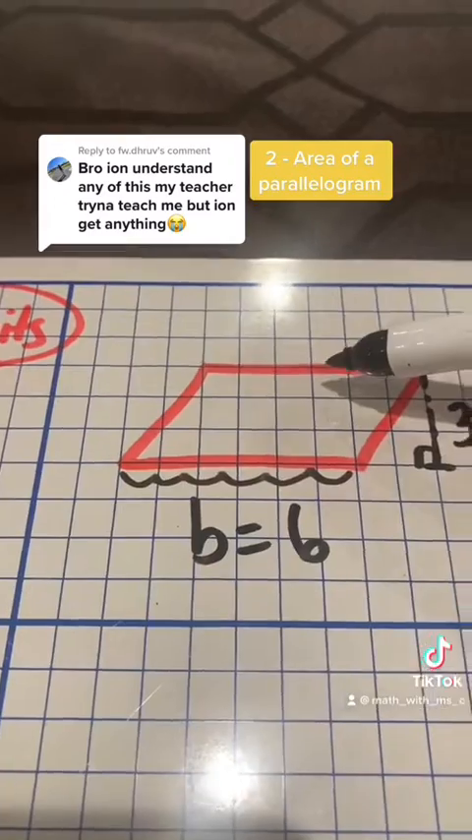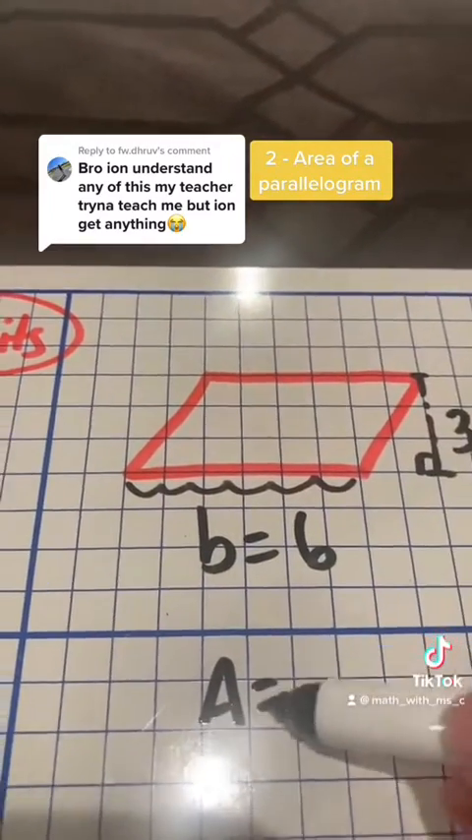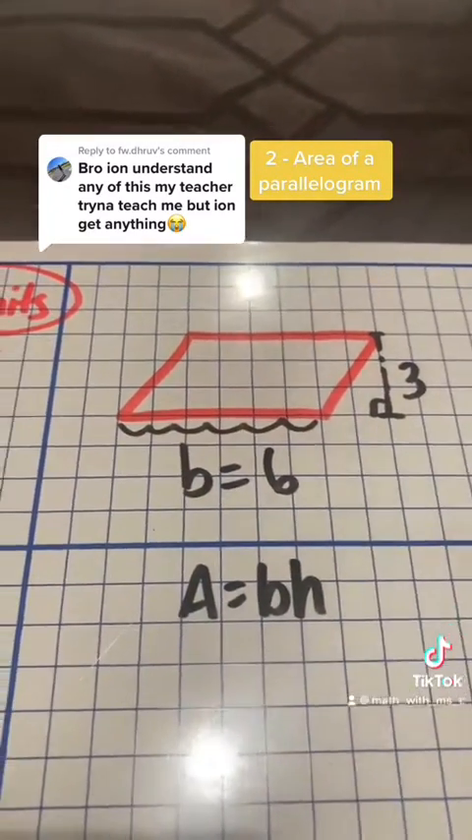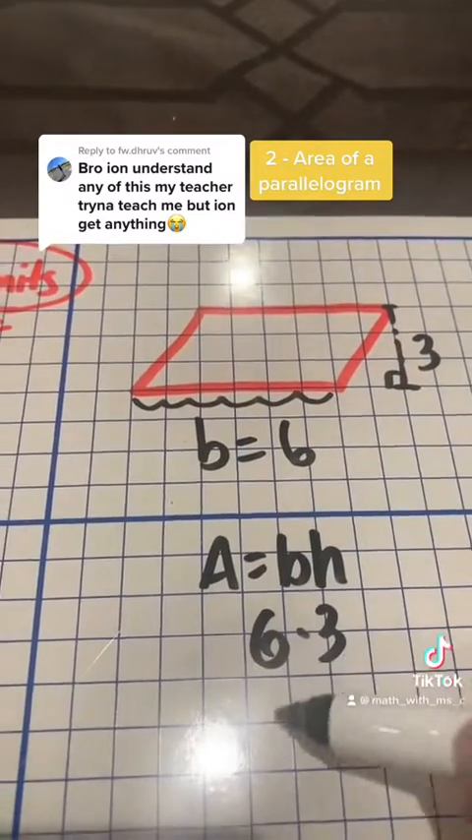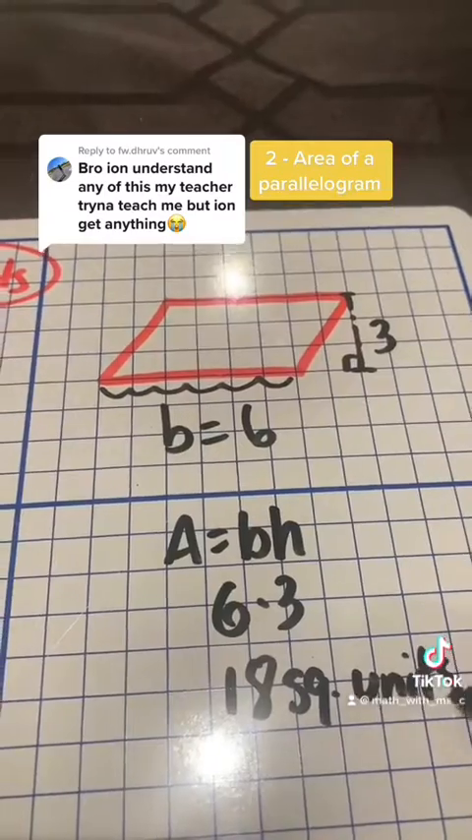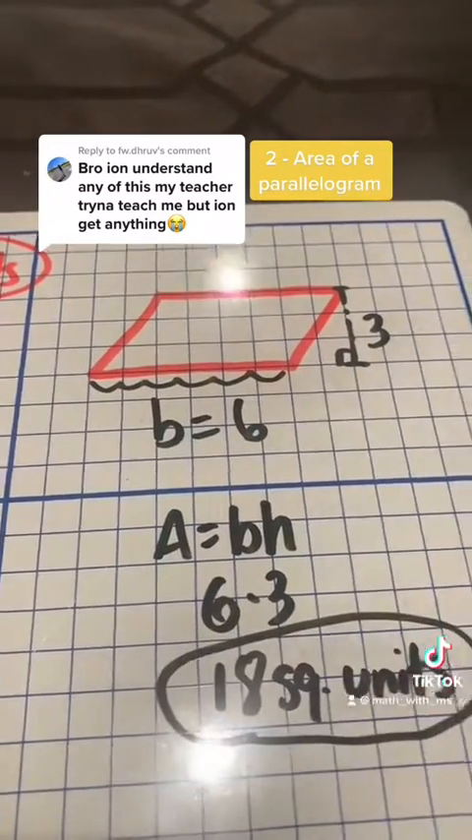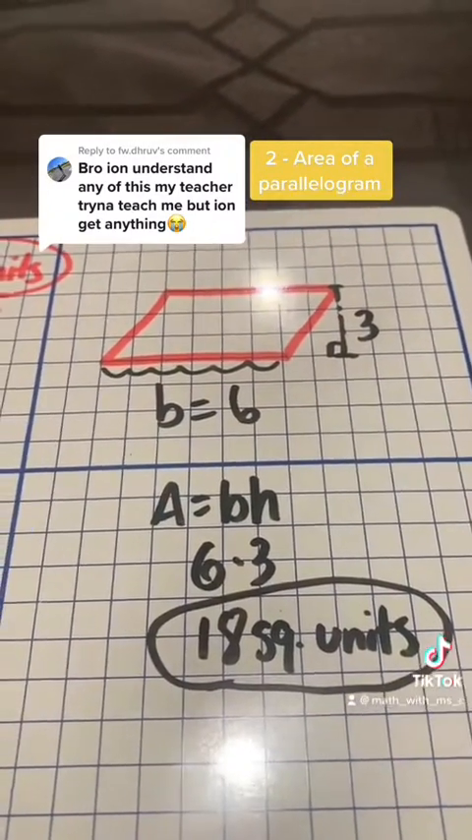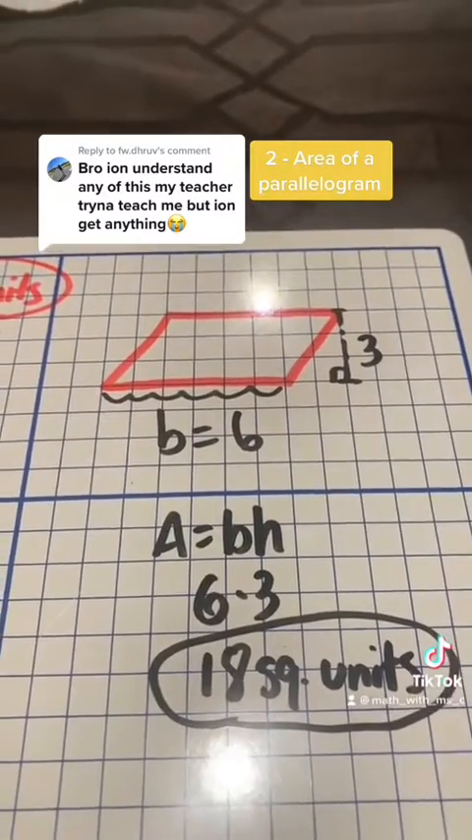I could actually count this inside as well. That's 3. So if you know the formula is just like a rectangle or a parallelogram, A equals base times height. 6 times 3 is 18 square units, just like when we cut the parallelogram up to form the rectangle. Hope this helps you understand the formula for area of a parallelogram.